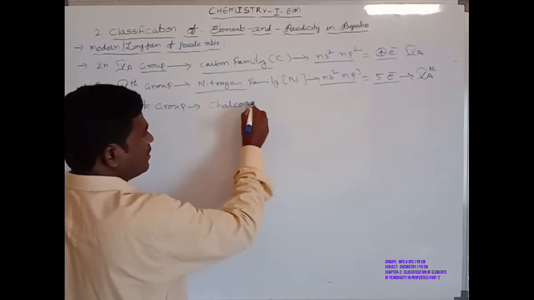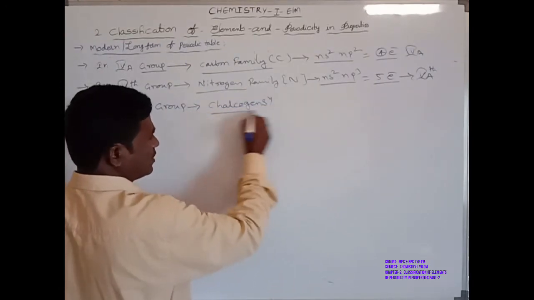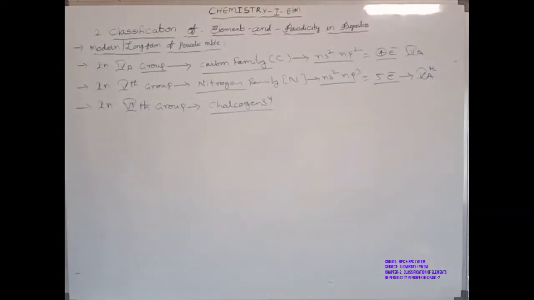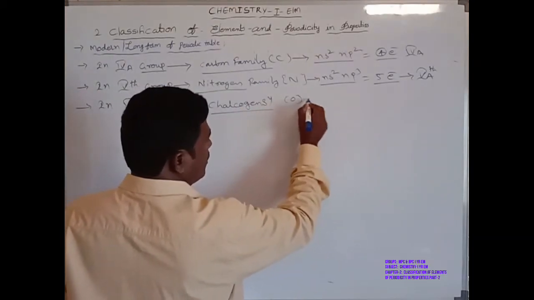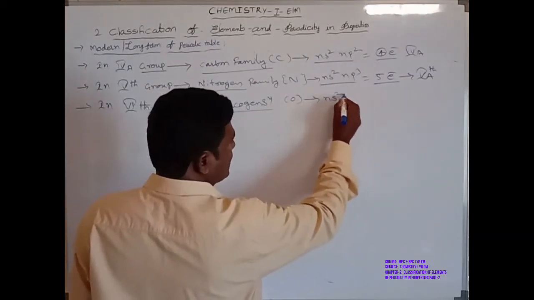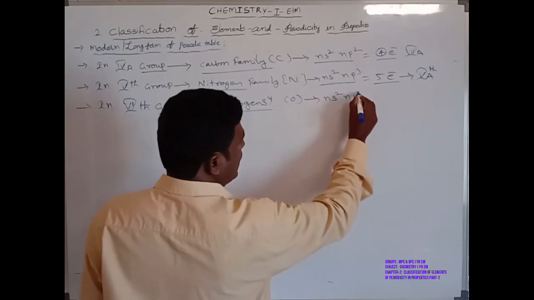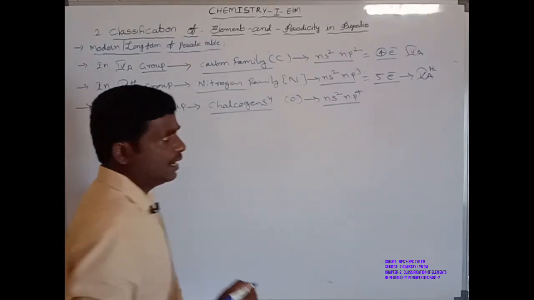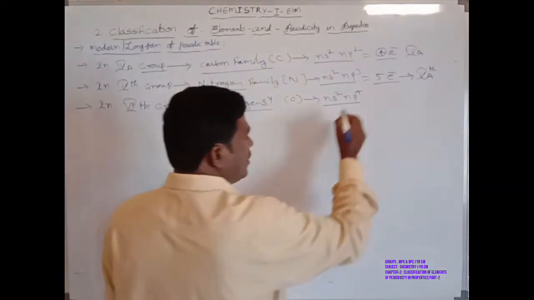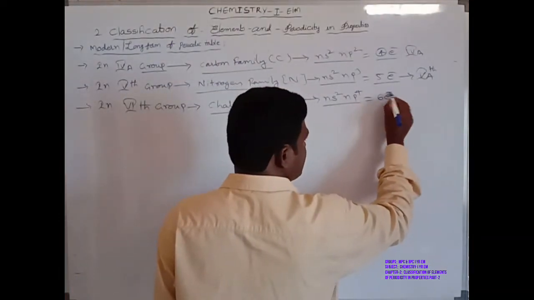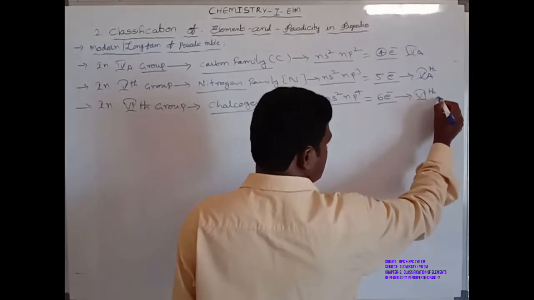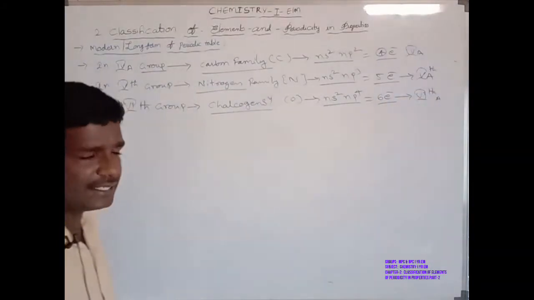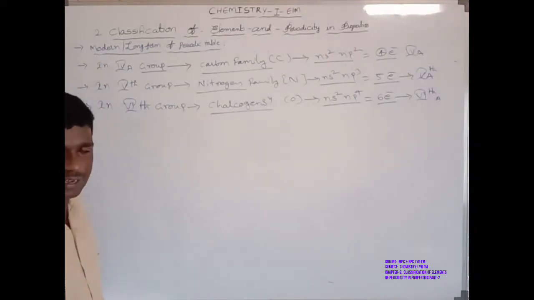The 6A group elements are also called chalcogens, or the oxygen family. Electron configuration: ns2np4. The outermost shell has a total of 6 valence electrons, so it is also called the 6A group elements, also called chalcogens or the oxygen family.